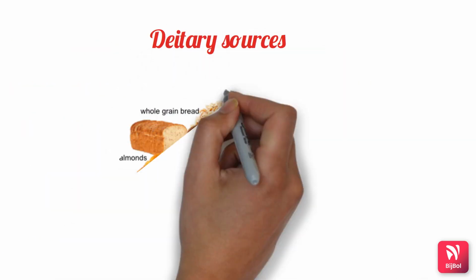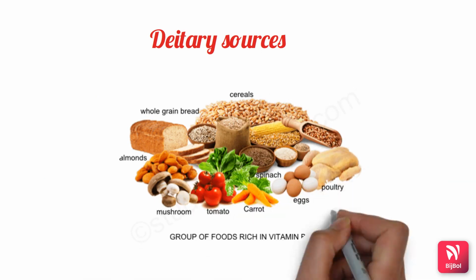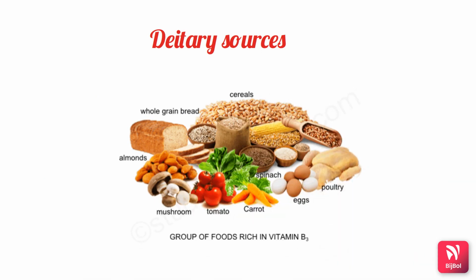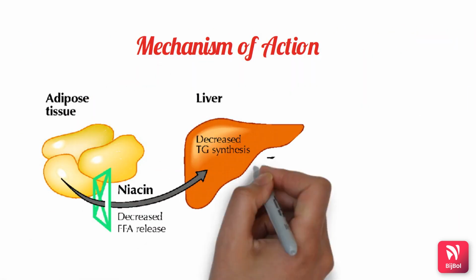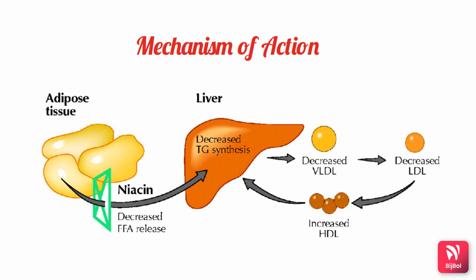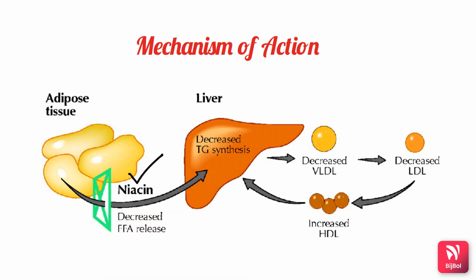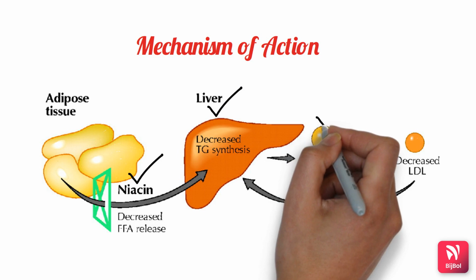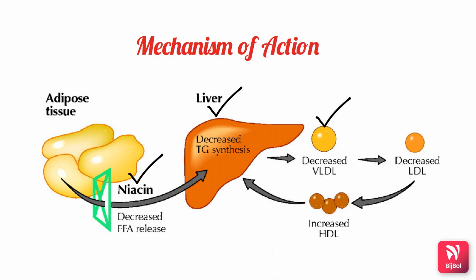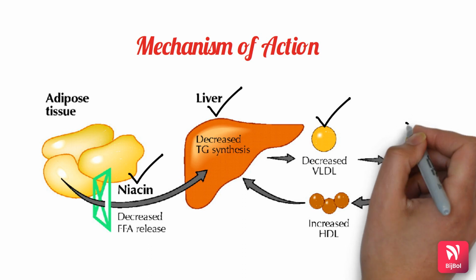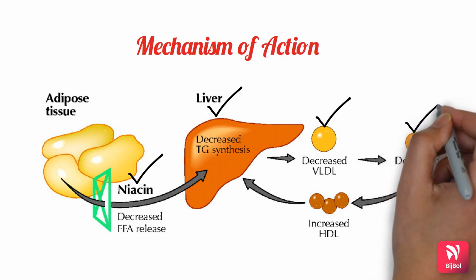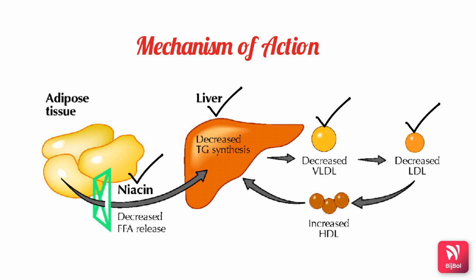Coming to the dietary sources of vitamin B3, sources include whole grain bread, cereals, almonds, mushroom, tomato, carrot, eggs, spinach and also poultry. Coming to the mechanism of action of niacin, if you look at this picture, niacin decreases the release of free fatty acids. As it decreases free fatty acid release, it will decrease triglyceride synthesis in the liver, which results in decreased VLDL, very low density lipoprotein, which further results in decreased LDL, low density lipoprotein.